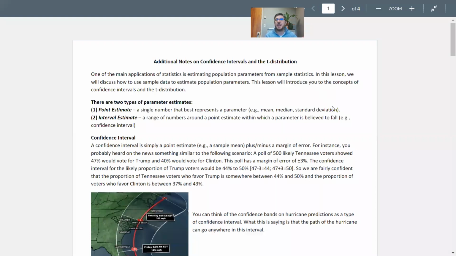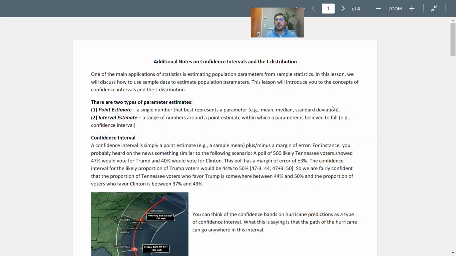We can think of the mean or median to represent the center, and the standard deviation to represent the spread. Or we can have an interval estimate, which is a range of numbers around a point estimate that we believe the population parameter is going to be in. And in statistics, we call this a confidence interval. So a confidence interval is simply a point estimate plus or minus some margin of error.